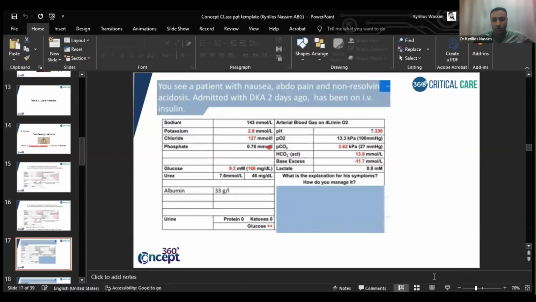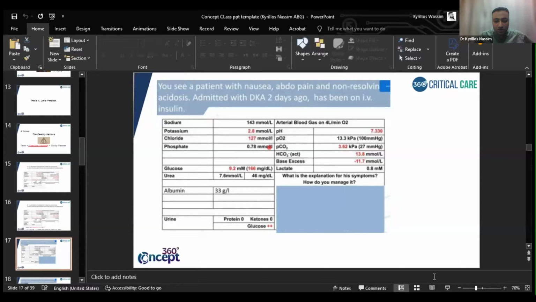And I really want to see your answers. The question says, you see a patient with nausea, abdominal pain, and non-resolving acidosis admitted with DKA 2 days ago. He has been on IV insulin, and there is hypokalemia, there is hypercholesterolemia, the glucose is high, and albumin is mentioned. The pH is low, and the CO2 is also low. The bicarb also is low. So what will be our thinking?